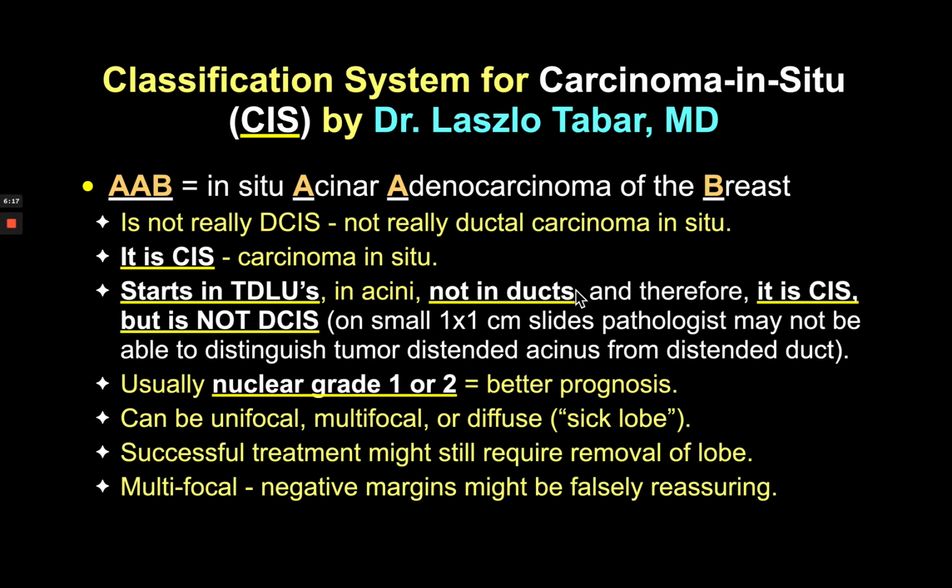It's usually nuclear grade 1 or 2, so it has a better prognosis, but it can be unifocal, multifocal, or even diffuse. So successful treatment still might require rather extensive surgery.